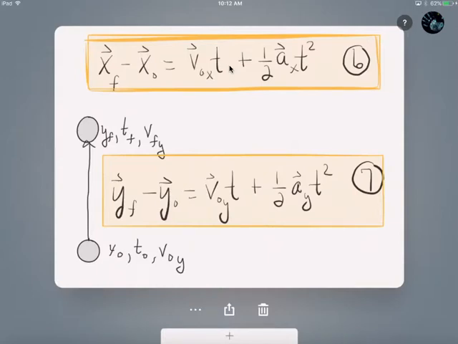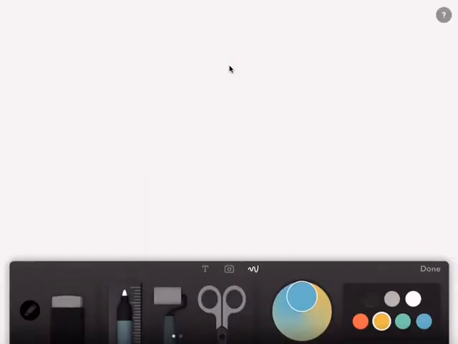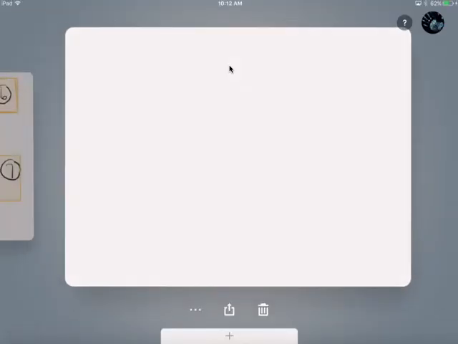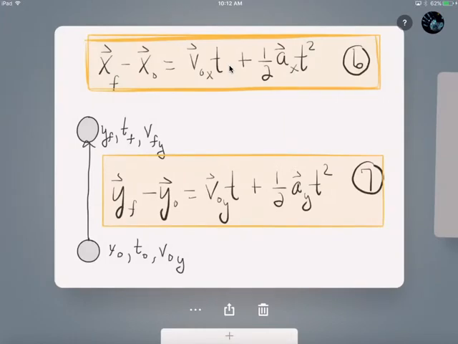So let's go ahead and look at these equations. So we have x final, we have our displacement in the x direction, our displacement in the y direction. Everything that we're dealing with when it comes to projectile motion will come from these two kinematic equations.